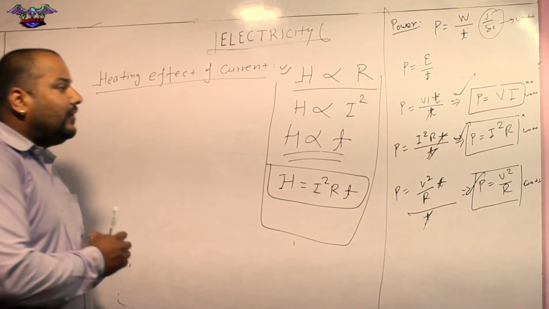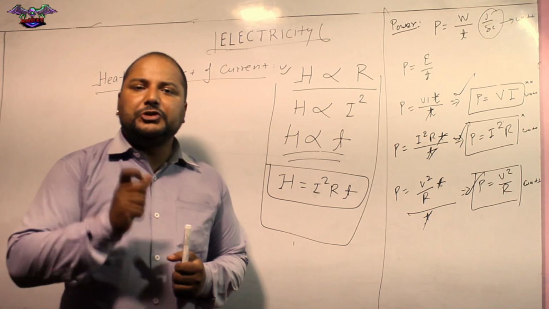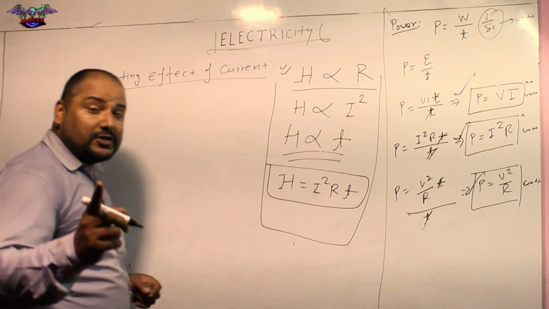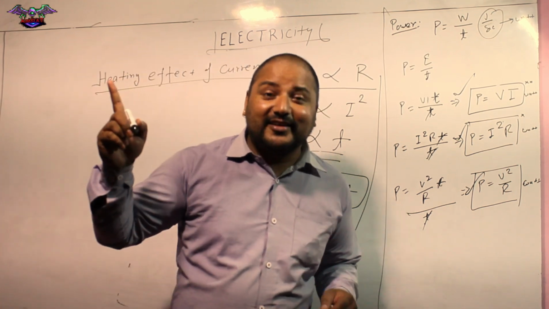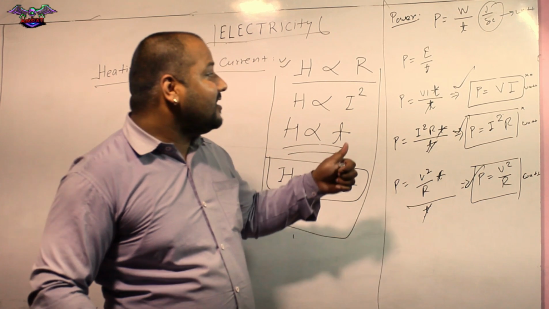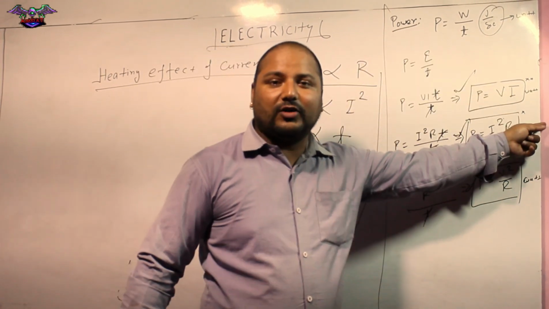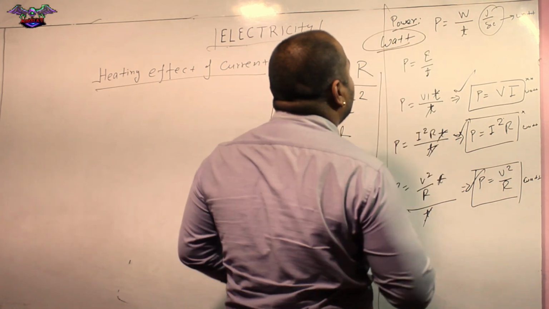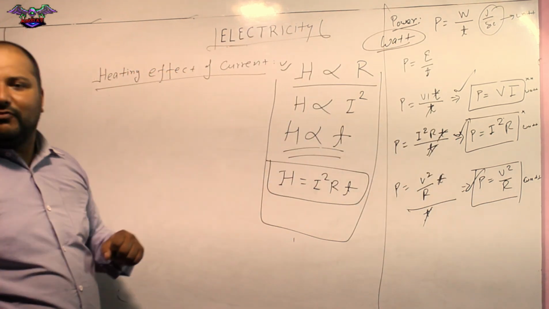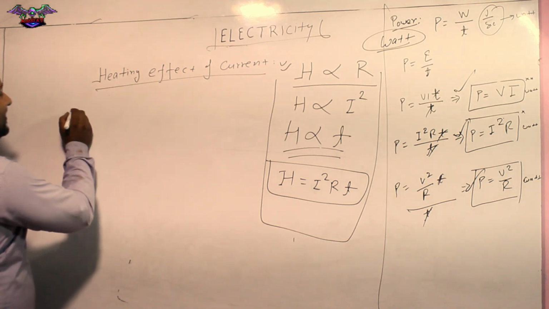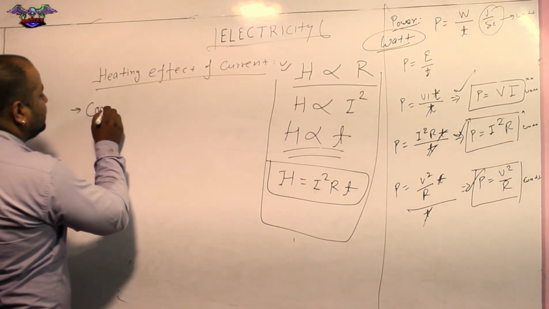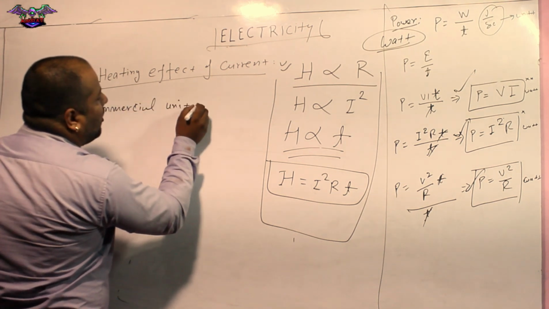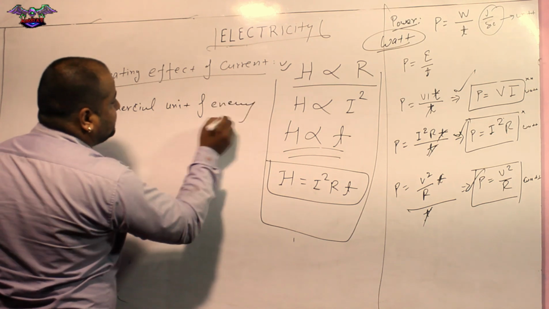Now we will discuss the commercial unit of energy. What was the SI unit of energy? Joule. What is the unit of power? Watt. The unit of power is watt. Now I am discussing the commercial unit of energy.